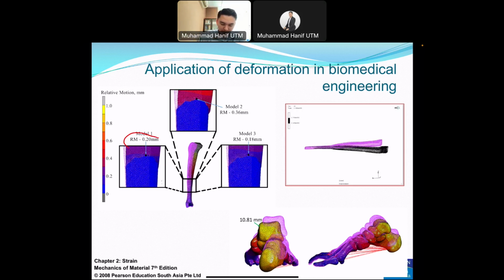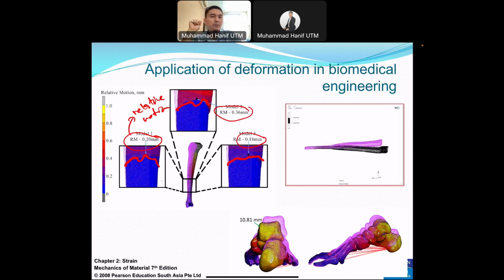RM means relative motion, which is the deformation or motion between one point and another. This is the fracture site at the tibia bone. In a real case scenario, we have to make sure the design is stable enough to sustain the load coming from the upper body, so that the fracture is stable.